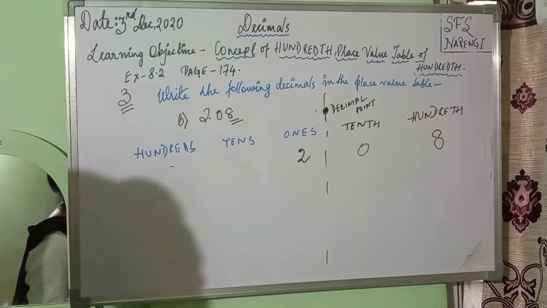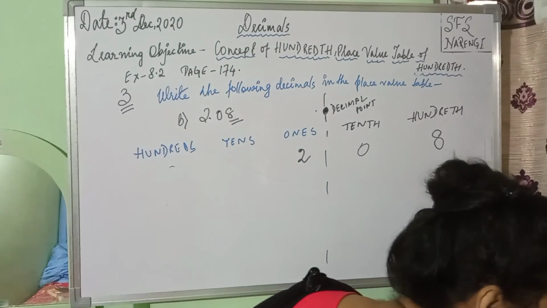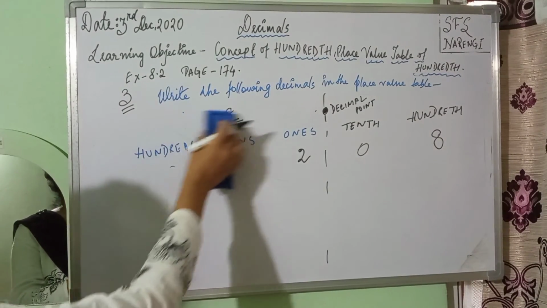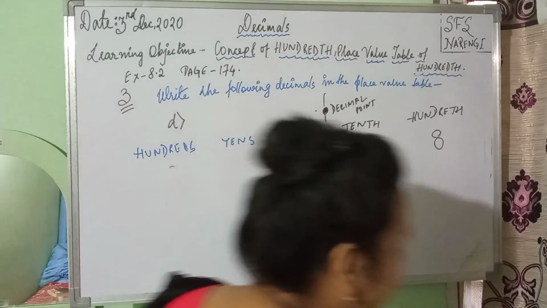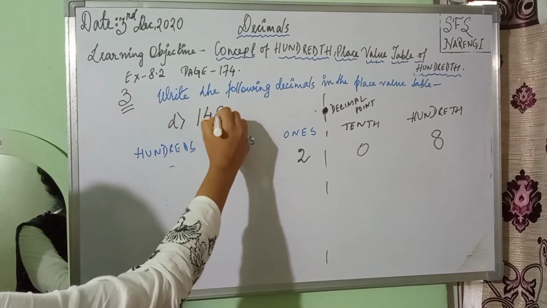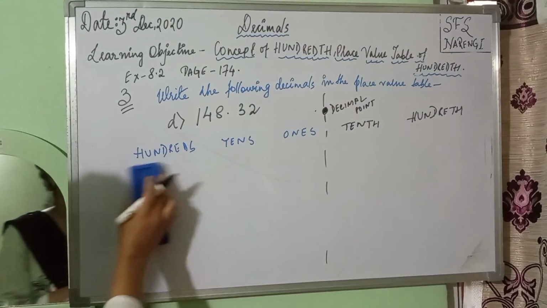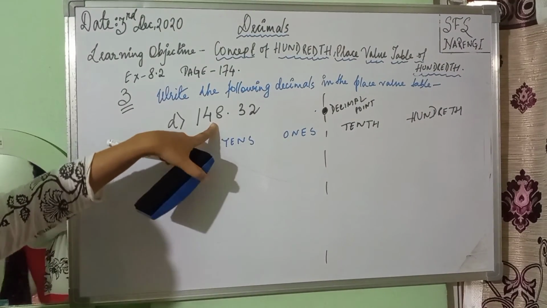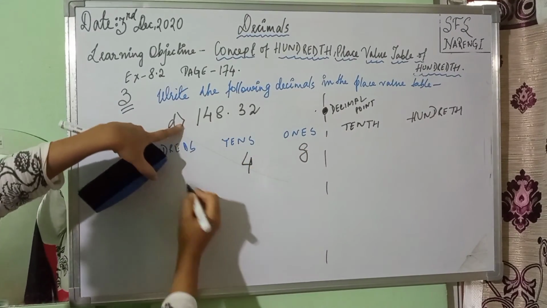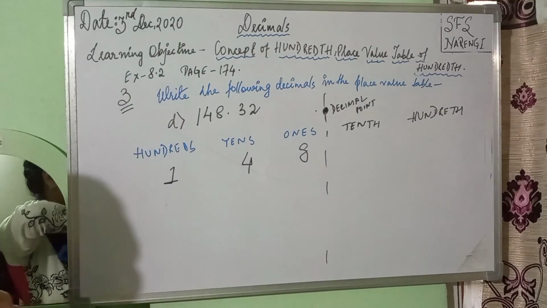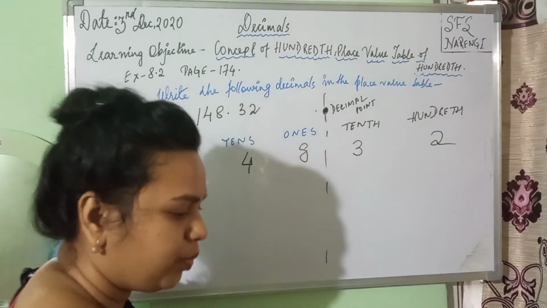Similarly, let me take question number D now. In question number D, we have 148.32. You can see that in the ones place, before the decimal point, you have 8, right before that you have 4, right before that you have 1. And in the 10th place you have 3, and after that you have 2. Okay children?